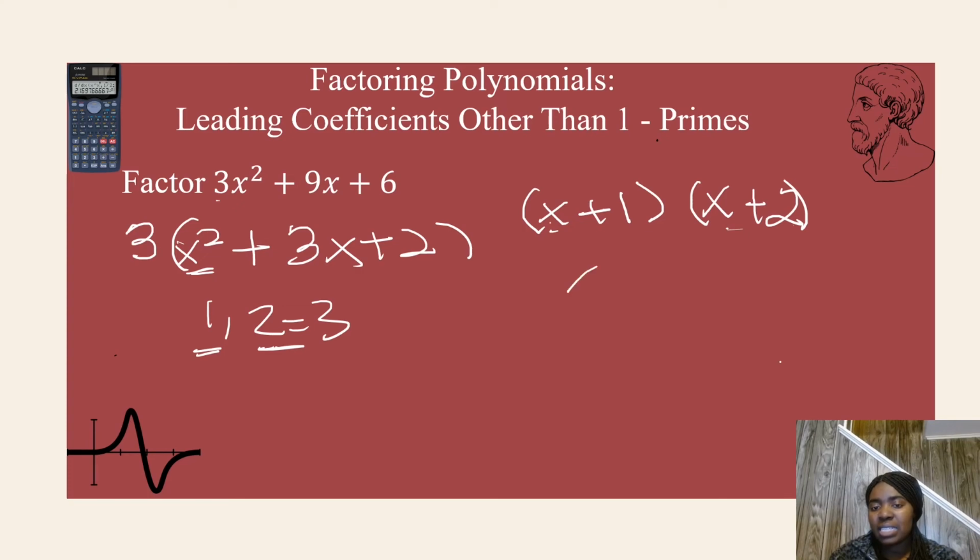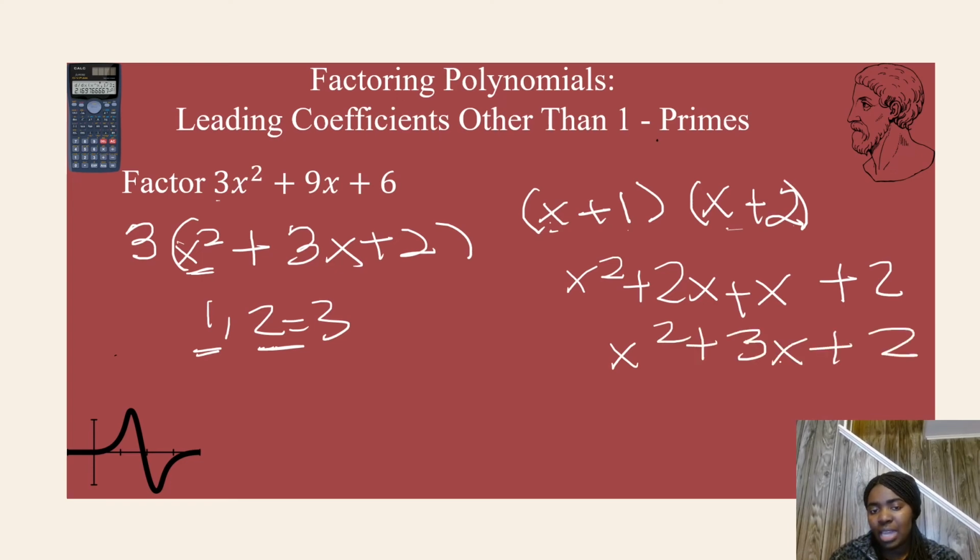X times x is x squared plus x times 2 is 2x. 1 times x is 1x, so just x. And then 1 times 2 is 2. So this gives me x squared plus 3x plus 2. Yep, this is what we had in the parentheses.